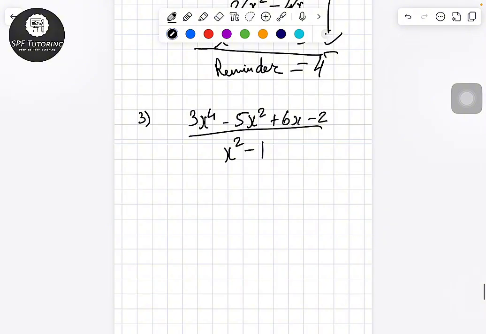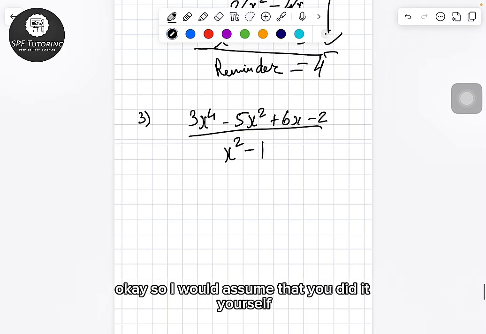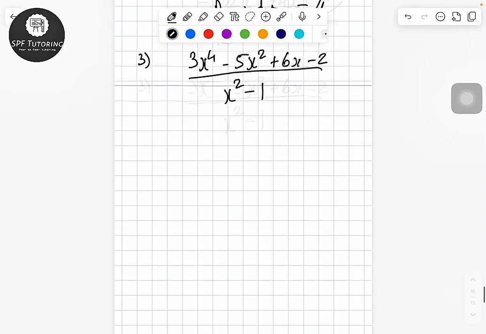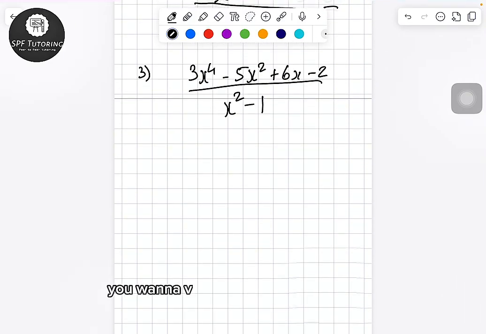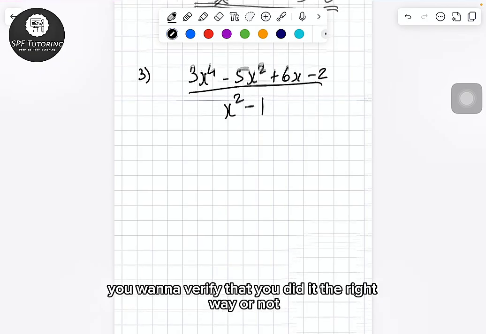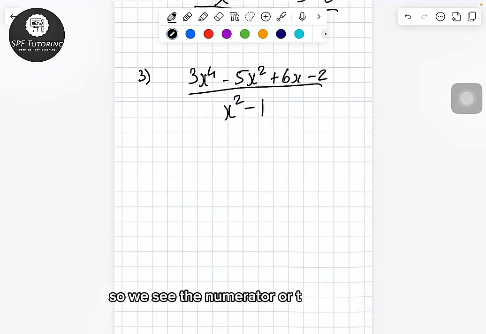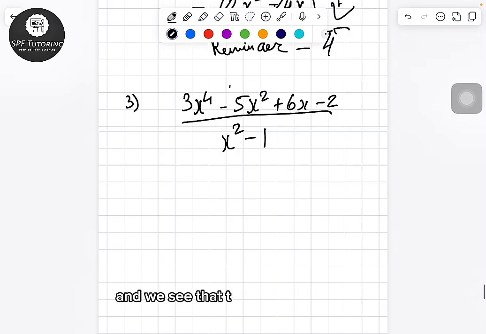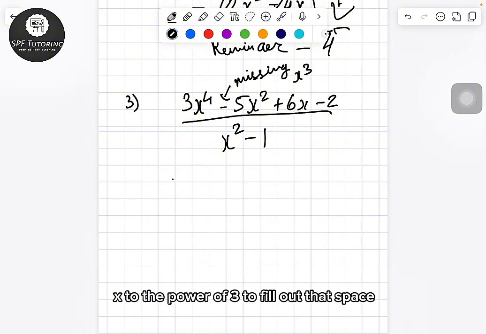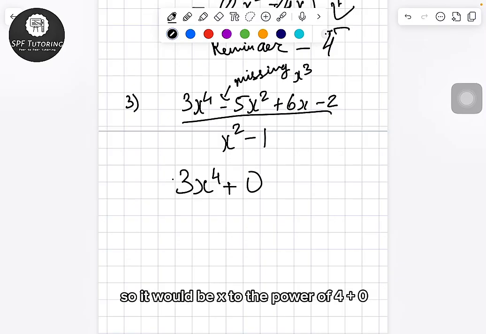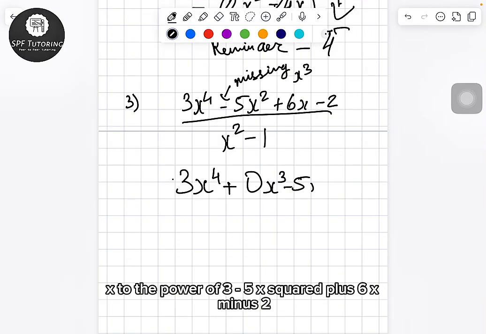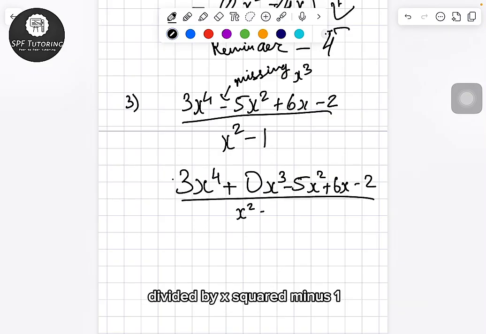Let's pause the video. Okay, so I would assume that you tried it yourself and got the answer, and you want to verify that you did it the right way. Alright, let's do this. We see the numerator, or the dividend, has a missing term, which is x to the power of 3. So we have to put 0x to the power of 3 to fill out that space. It would be 3x to the power of 4 plus 0x to the power of 3 minus 5x squared plus 6x minus 2, divided by x squared minus 1.